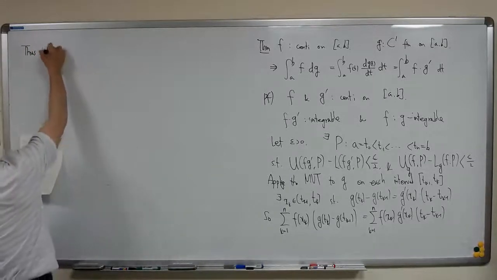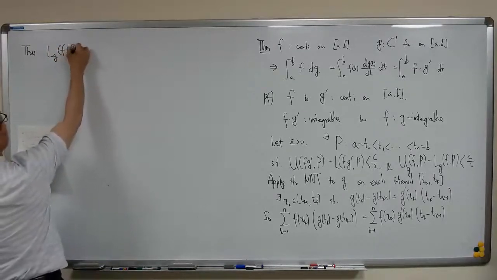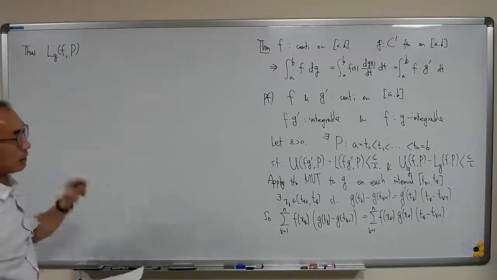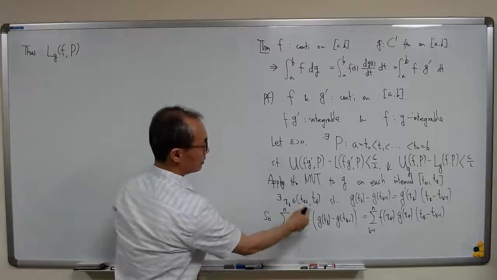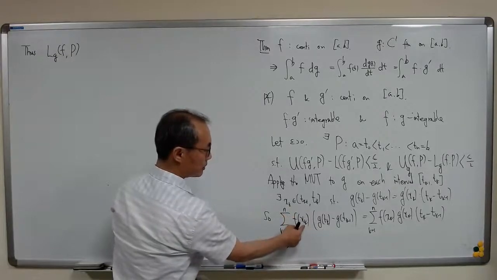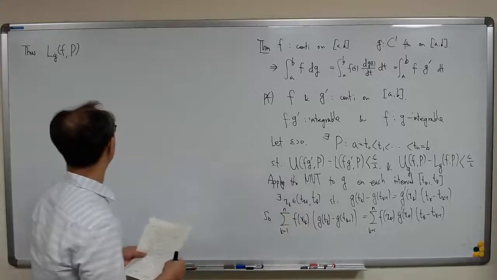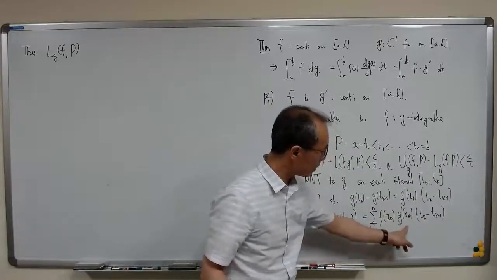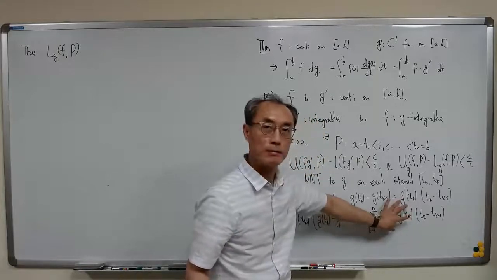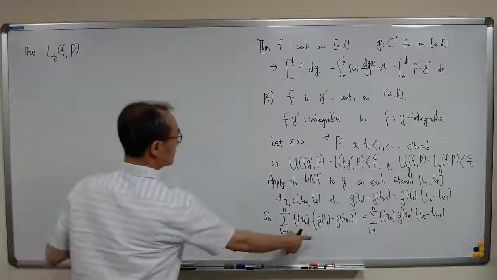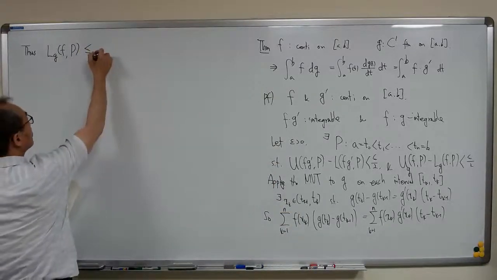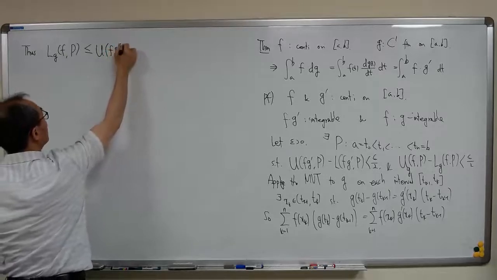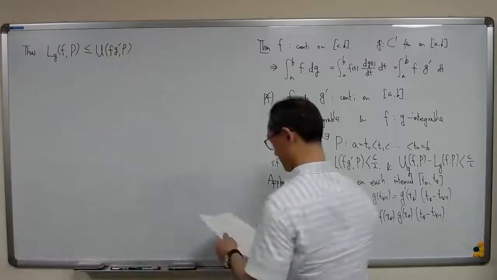For this observation, we can compare the lower Stieltjes sum. What if we replace this value f at the substitution point x_k by its infimum, you're going to get the lower Stieltjes sum. And if we replace this part, f of x_k times g prime at x_k, by the supremum, then it gets bigger, which means the lower Stieltjes sum like this is less than or equal to the upper Riemann sum, or upper sum, of function f times g prime at P. Right?